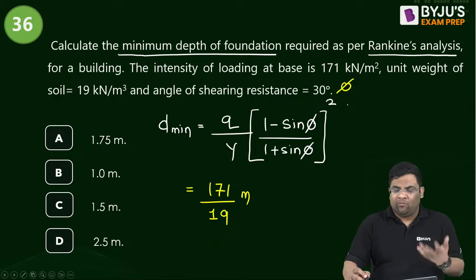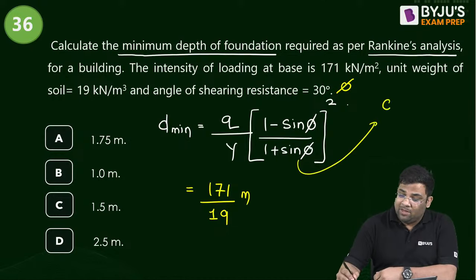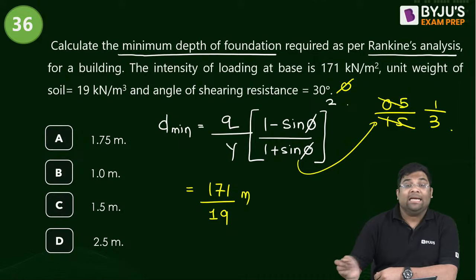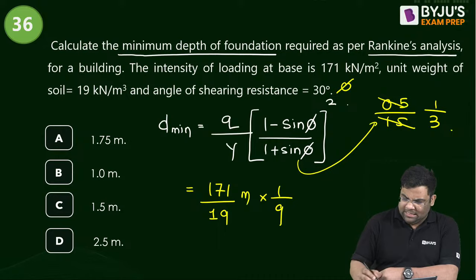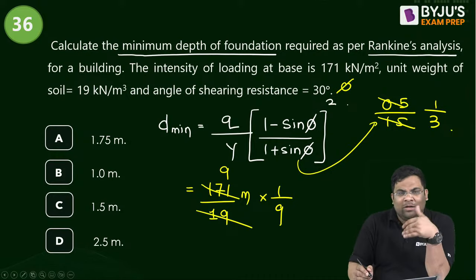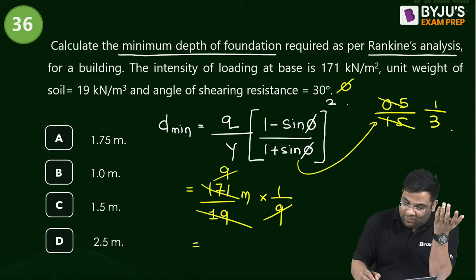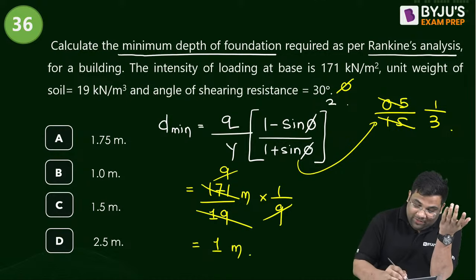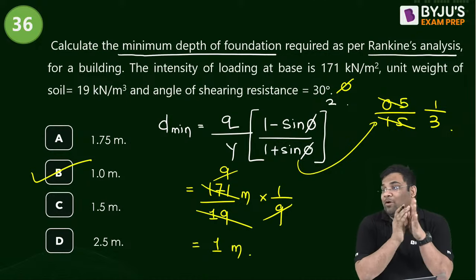So, 1 minus sine phi will be 0.5 and 1 plus sine phi will be 1.5, giving me 1 by 3, and square, so it will be 1 by 9. If you divide 171 by 19, it is 9, and 9 can get cancelled. I get 1 meter. Again, a very straightforward formula from your soil mechanics.